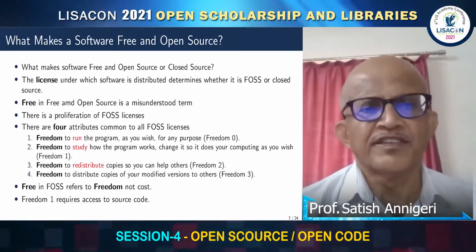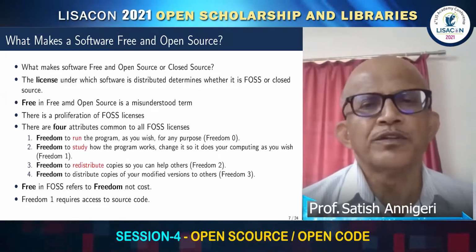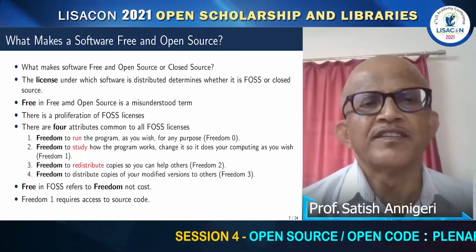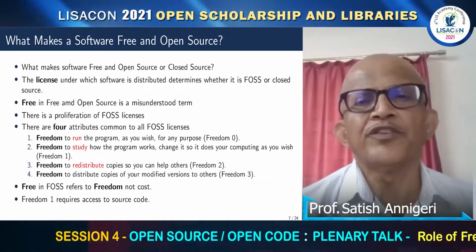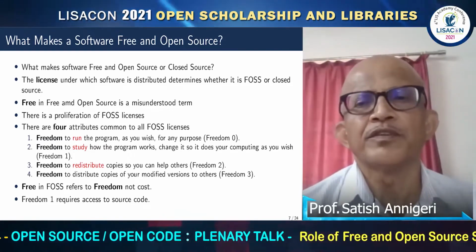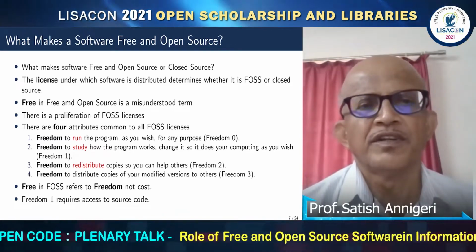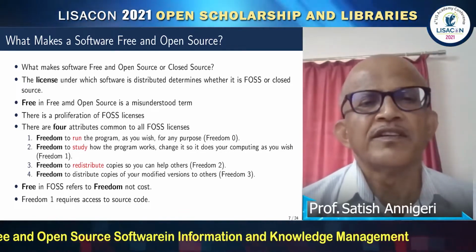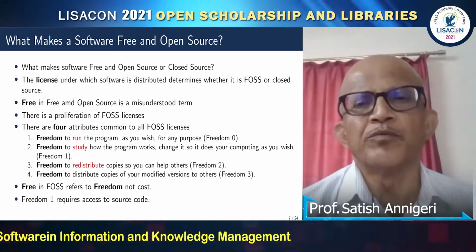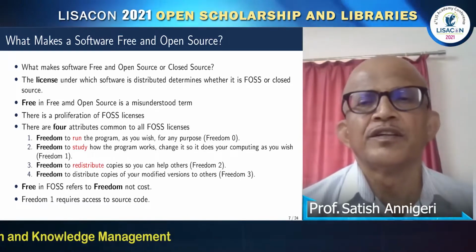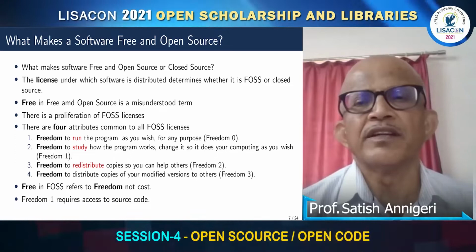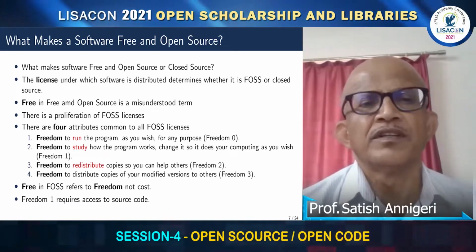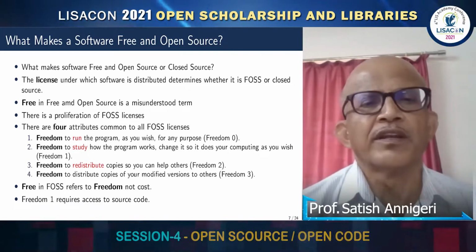Irrespective of the FOSS license, there are four attributes which are common to all free and open source software licenses. First is the freedom to run the program as you wish and for any purpose without any restrictions. This is usually called freedom zero. The second is the freedom to study how the program works and change it so that it meets your computing needs as you wish. This is called freedom 1.